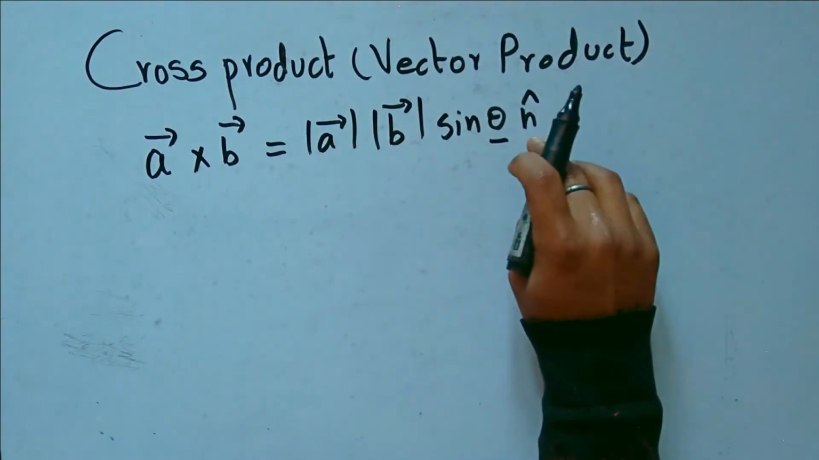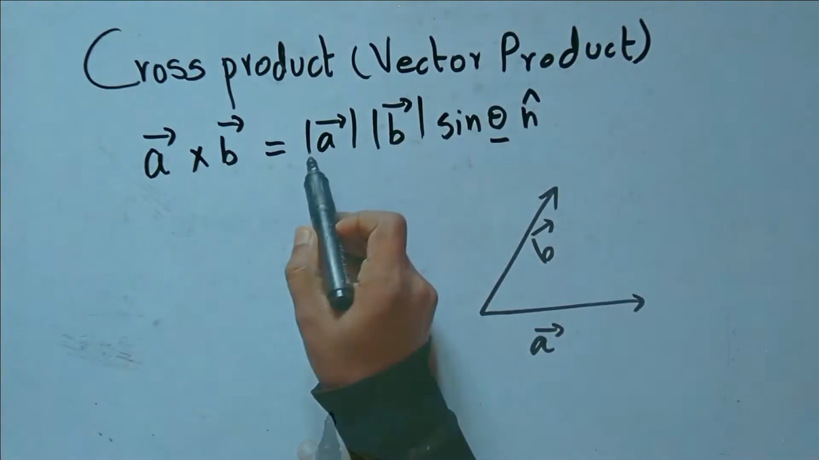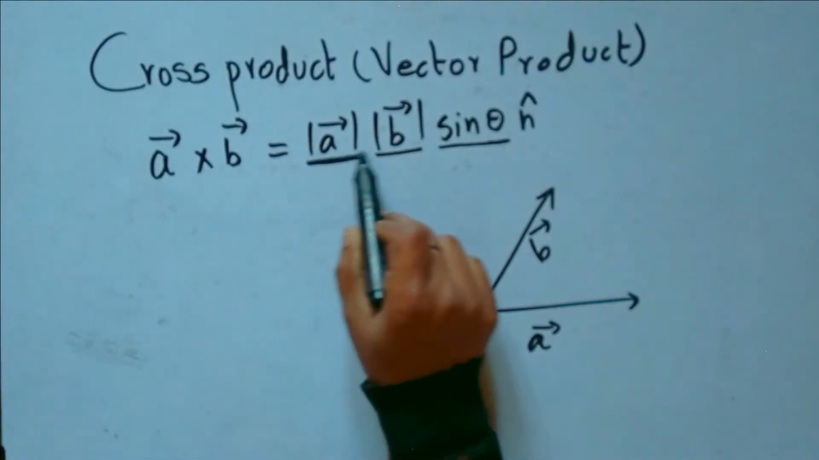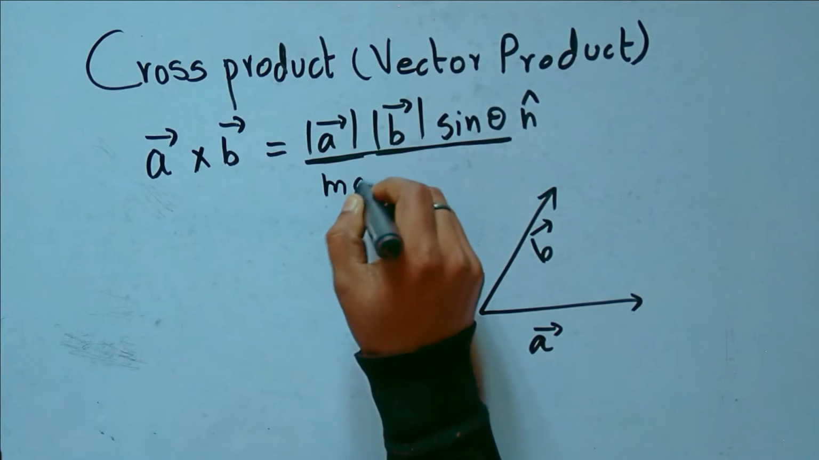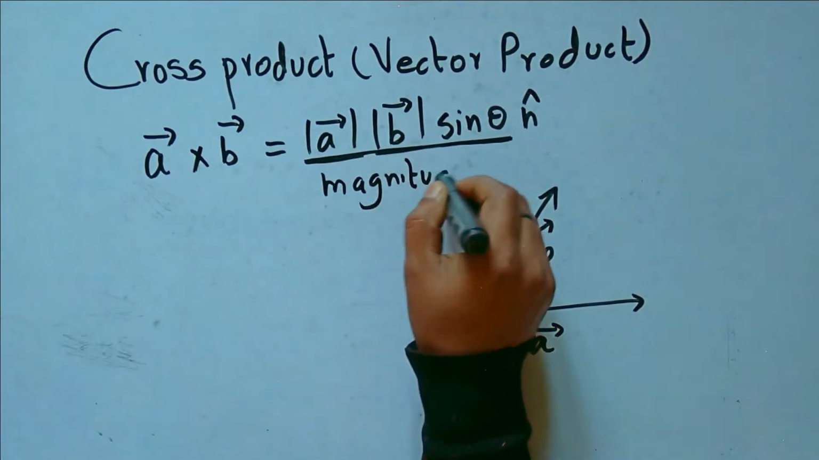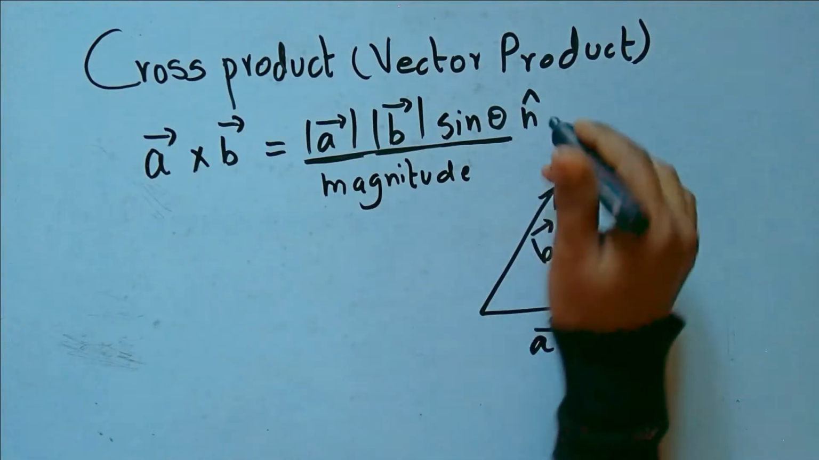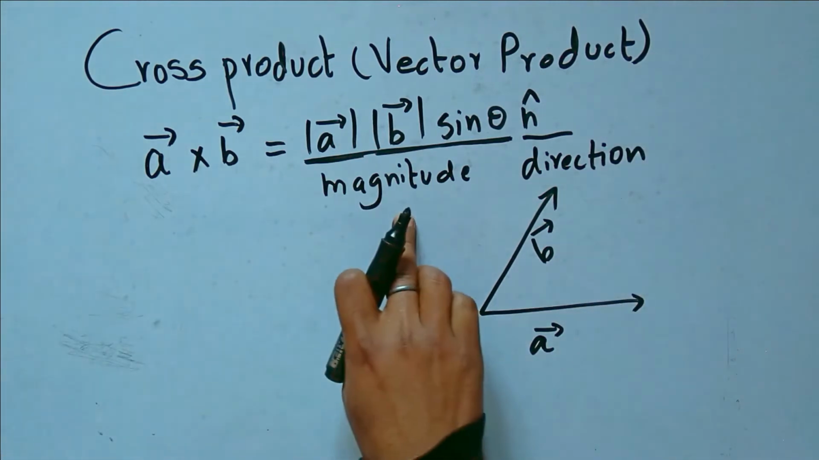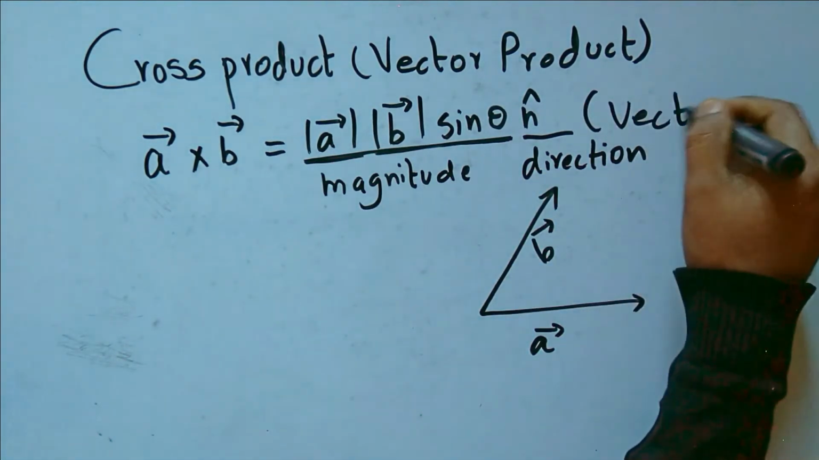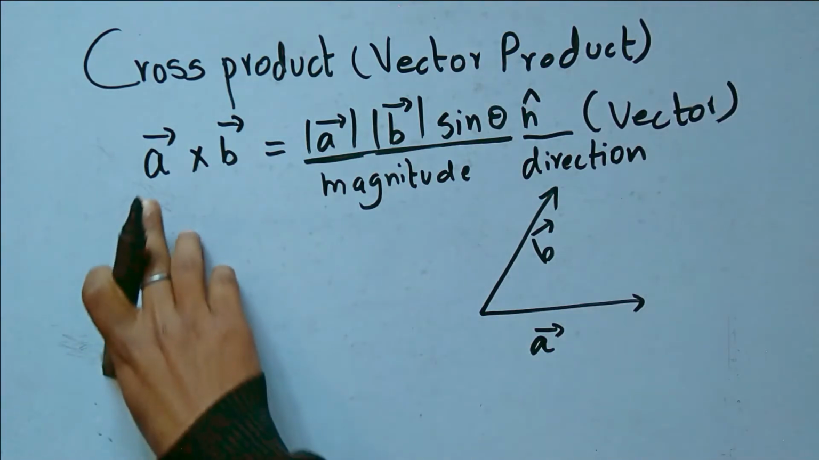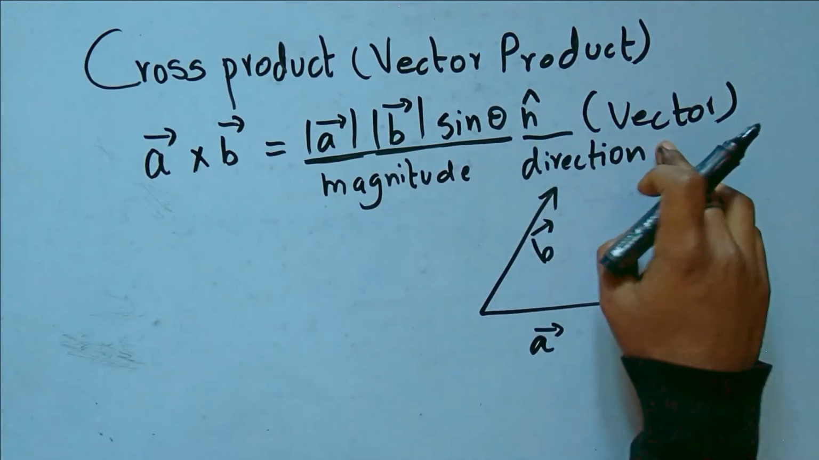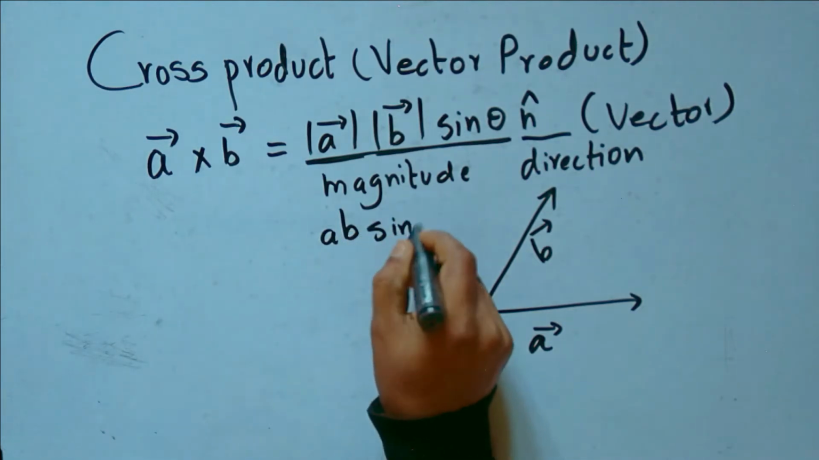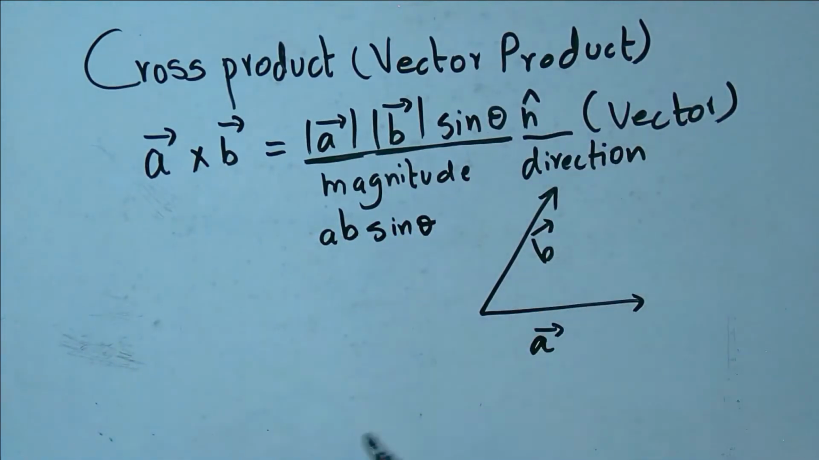N cap gives the direction of the resultant vector. So this is a scalar quantity, this is also a scalar quantity, and this is also a scalar quantity. So this whole thing is the magnitude of the resultant, and this is the direction of the resultant. So the resultant is a vector quantity. So cross product of two vectors gives a vector which has a magnitude which is equal to AB, or simply we can write AB sine theta, and n cap gives the direction of the vector.